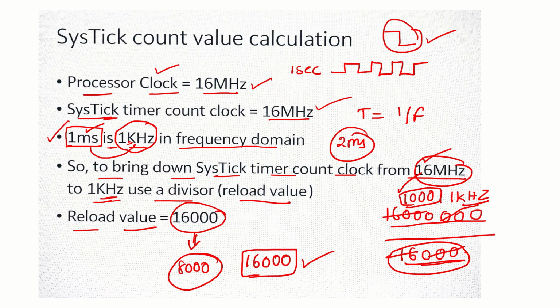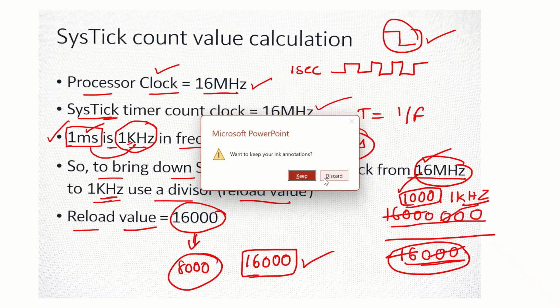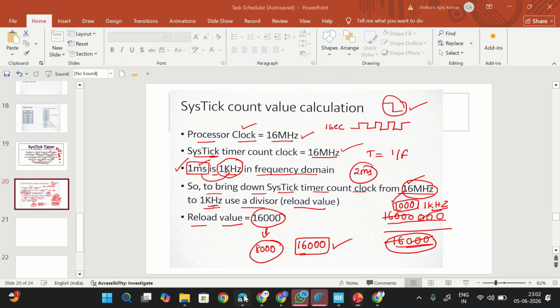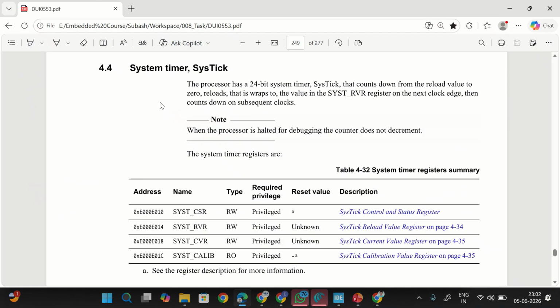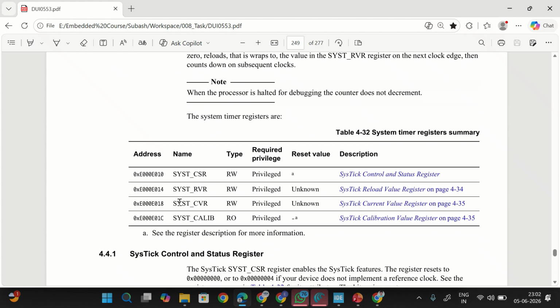Now let's see about the SysTick in the user guide, ARM Cortex-M4 user guide. Let's open the ARM Cortex-M4 user guide right here. If you search a SysTick timer in the ARM Cortex-M4 user guide, then you can get this. Now see here, in the SysTick there are mainly 4 registers. First one is SysTick control and status register. Second one is SysTick reload value register. Third one is SysTick current value register, and fourth one is SysTick calibration value register.